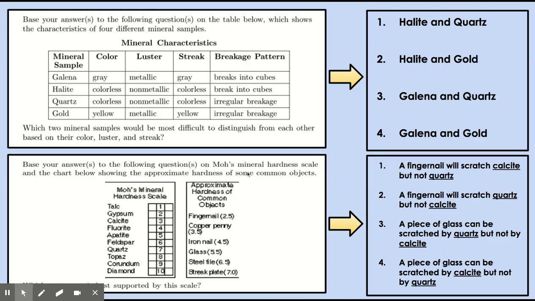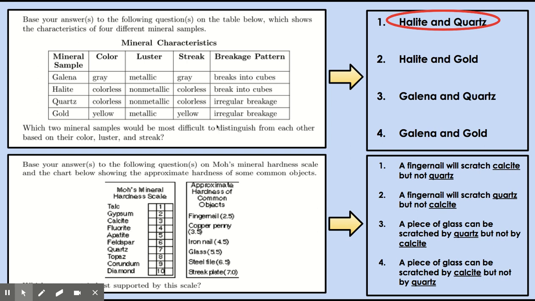For the last slide, you have 2 multiple choice questions. This apparently confused a bunch of you, but the question was under the table for this first question and under the Mohs hardness scale for the second question. For the first question, it said which 2 mineral samples would be most difficult to distinguish from each other based on their color, luster, and streak. You should have looked at the table and noticed that halite and quartz were very similar in their characteristics. So that was your answer.